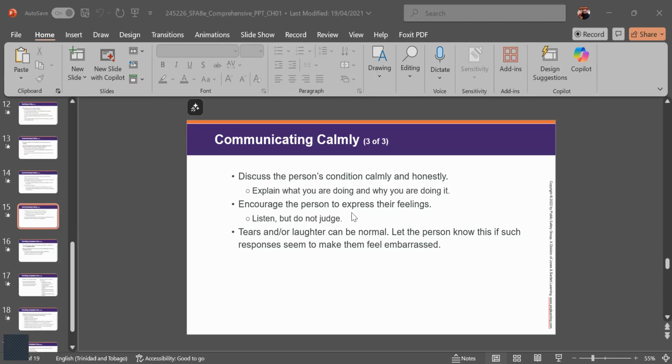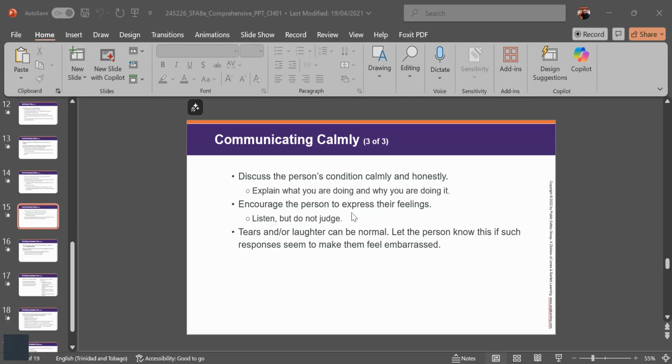But again, it's only through questioning and having the patient talking and getting accustomed and comfortable with you, the ability to build a rapport with someone, to instill that level of confidence and trust. Tears, laughter, even being angry, all these things can be normal. One of the things you have to ensure the patient understands is that their response is normal and there's no need to feel embarrassed.